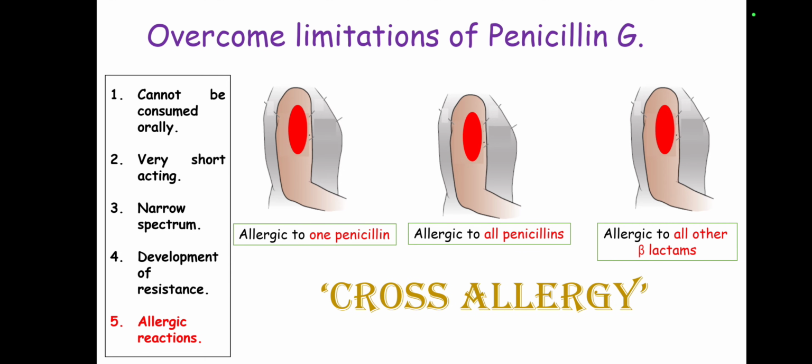Now the special point to remember over here is monobactams. They do not show cross allergy. Therefore, when a person is allergic to penicillins, we can try monobactams. Monobactams do not show any kind of cross allergy. Okay, so these were the 5 problems of penicillin G and the way by which we can overcome these problems. So with this we have completed our topic of penicillin.